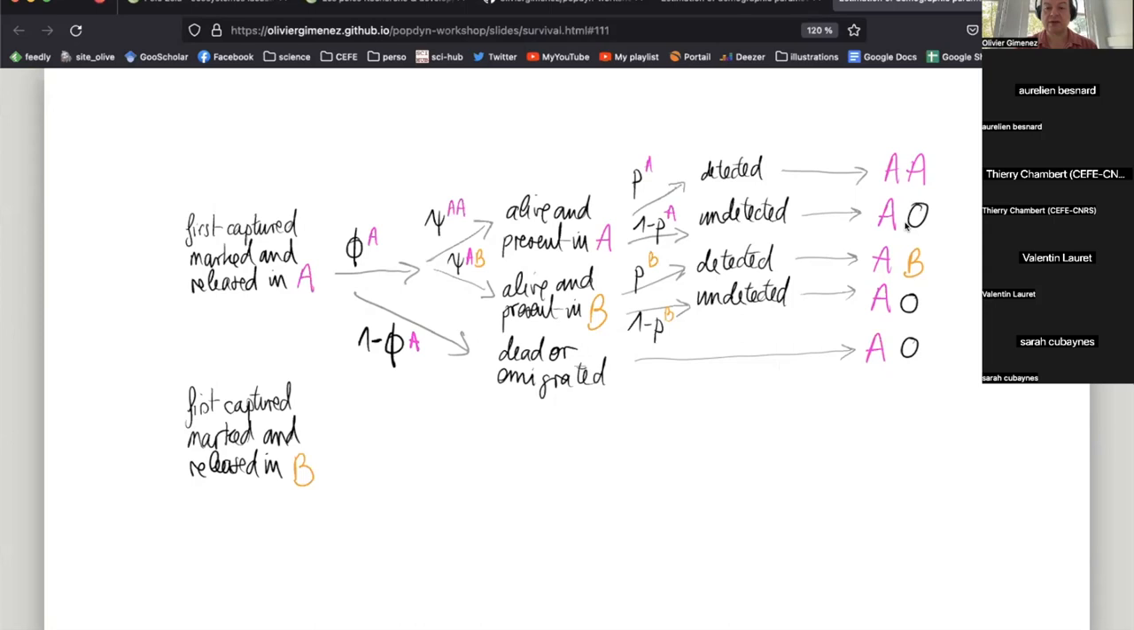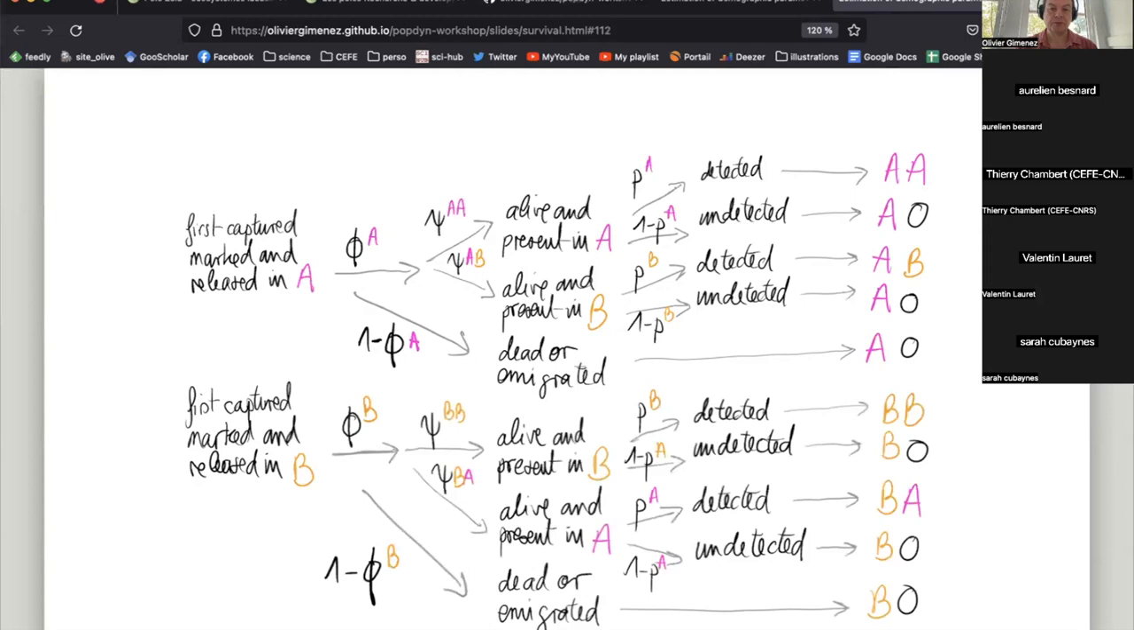So you can imagine that if you increase the number of sites or the number of occasions, the possibilities to generate a given capture history increase. And it becomes very difficult to write down explicitly the probability of any given capture history. Fortunately, you won't have to do that. There are programs that do the job for you. Of course, you have the same thing if you are first captured, marked and released in B, and you get those nice capture histories with BB and so on.